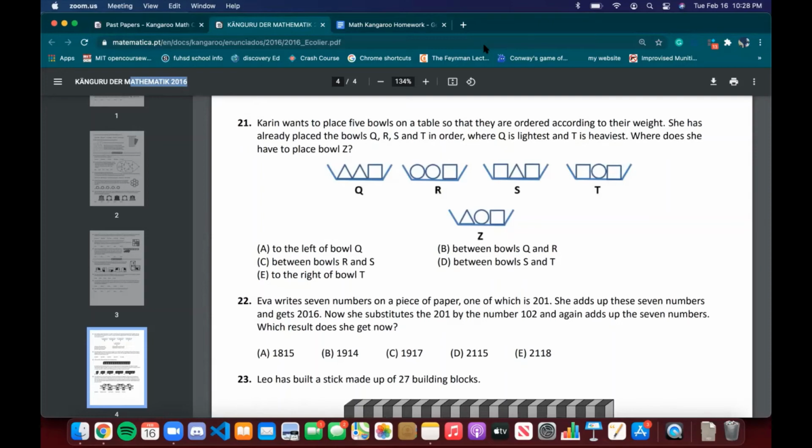Okay, so we're ordering these from lightest to heaviest, and all the triangles have the same weight, all the circles have the same weight, all the squares have the same weight, and the trays have the same weight.